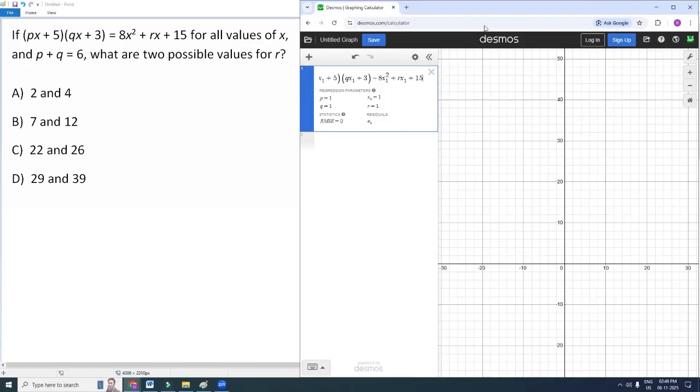Now we have to consider this, that is p + q = 6. Actually, this is also an equation, but this equation contains two unknown constants p and q. When I give this equation as input in Desmos, I have to solve for one of the constants over here, either for p or for q. Okay, now let me solve for p in this equation. Then I'm getting p = 6 − q.